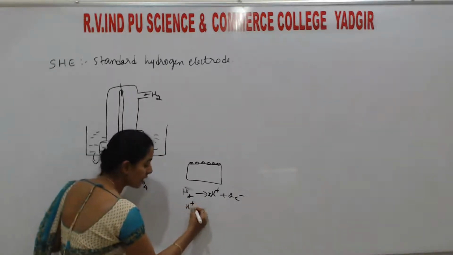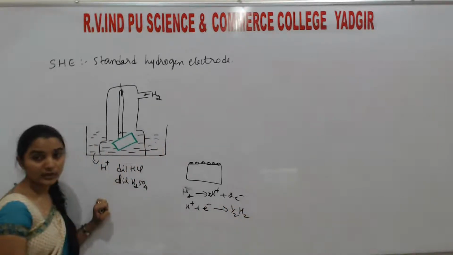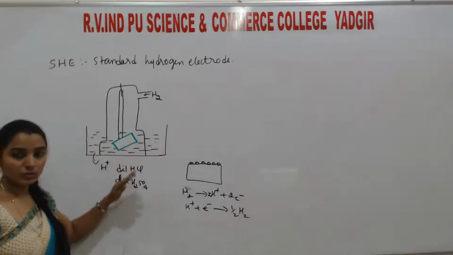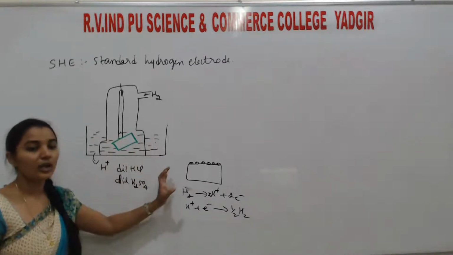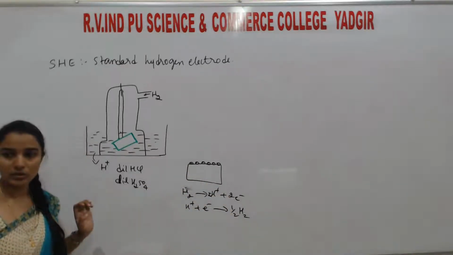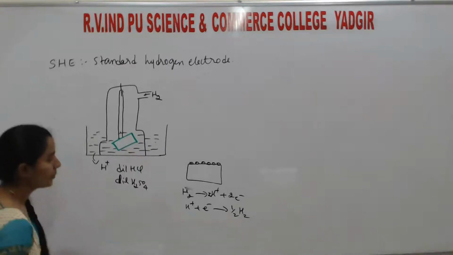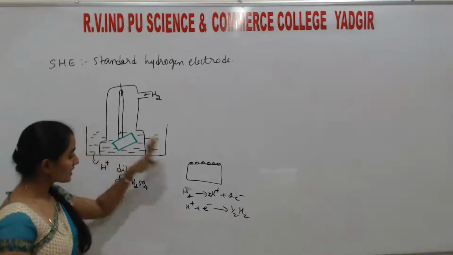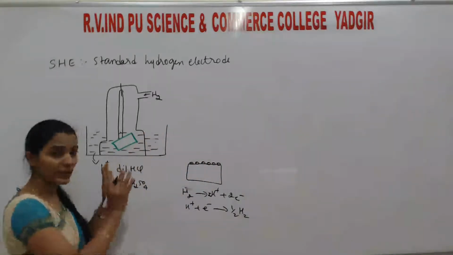This H plus accepts an electron from H2. This is the reaction going to happen in this SHE. Same, there is no other change. Only hydrogen gets converted into ion, and at the same time, ion gets converted into hydrogen. Understood? So this reaction happens here. So students, that's why, overall, the anode reaction and cathode reaction, everything remains the same.